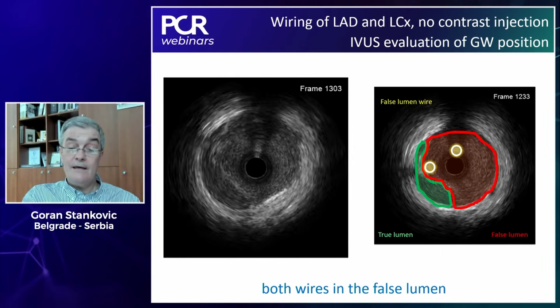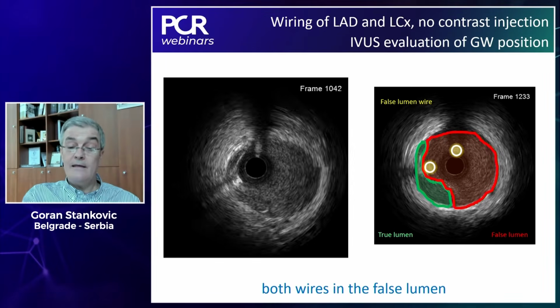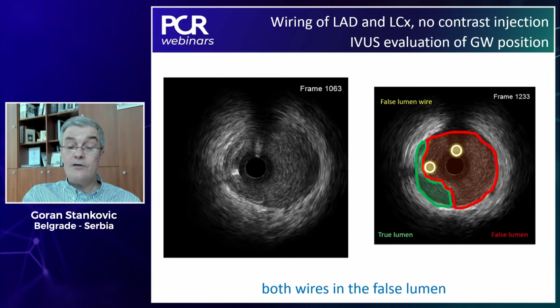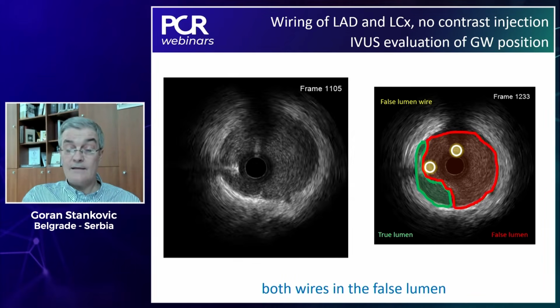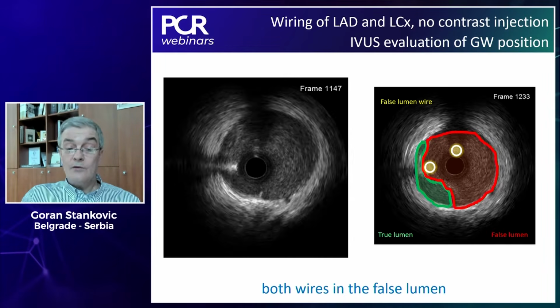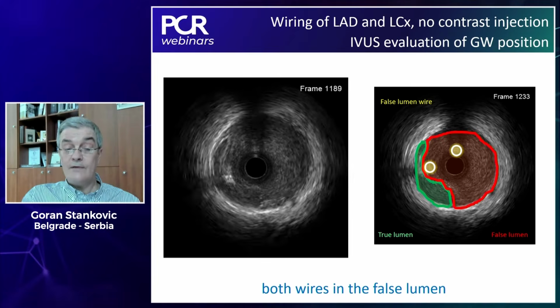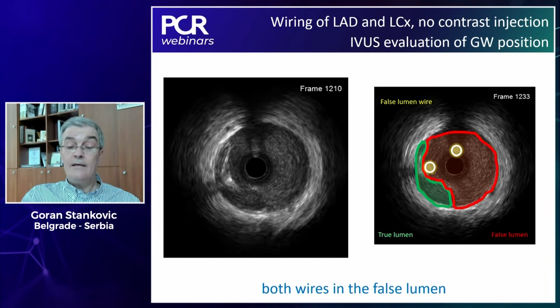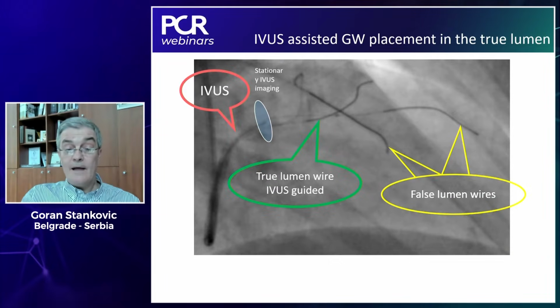And what you can see here, on the cartoon on the right-hand side, in the red square, is a large false lumen with very weak vessel wall structure and a very small green true lumen. So our goal is to use the IVUS catheter and try to reposition the wire inside the true lumen. Here is a schematic presentation.